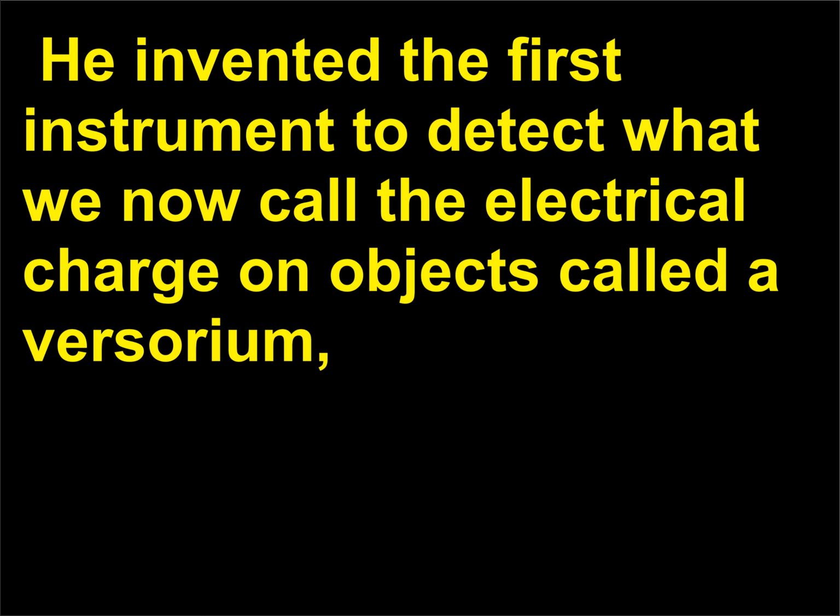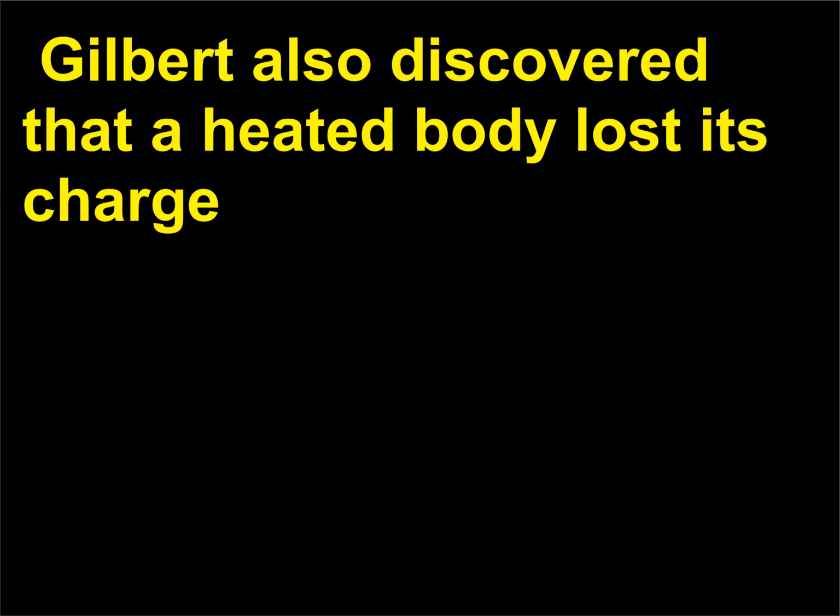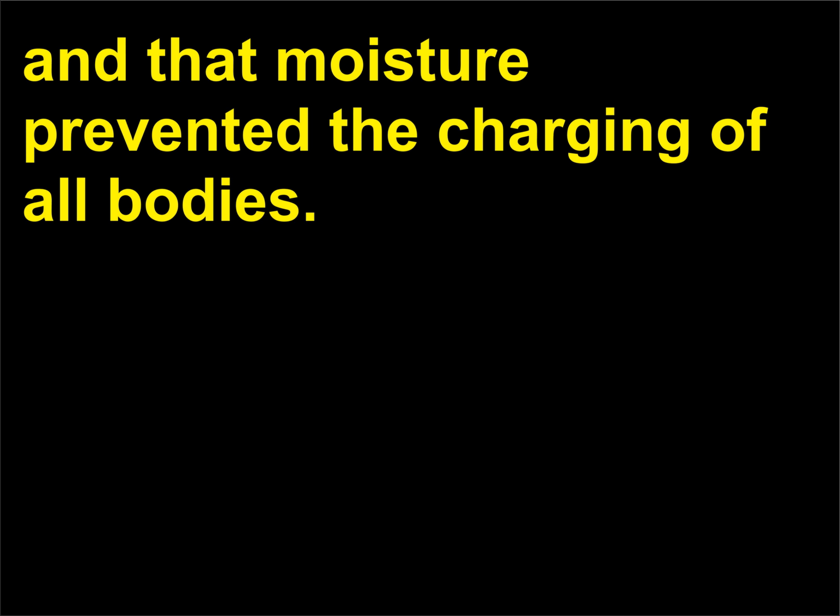He invented the first instrument to detect what we now call the electrical charge on objects, called a versorium, a pointer that was attracted to a charged object. Gilbert also discovered that a heated body lost its charge, and that moisture prevented the charging of all bodies.